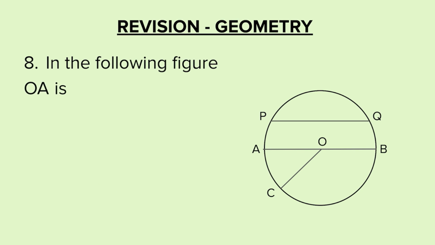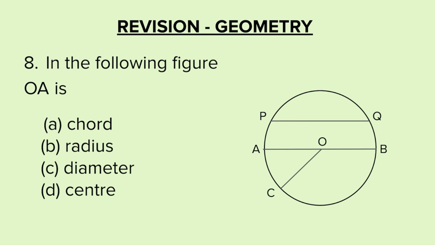In the following figure, OA, the options are chord, radius, diameter and center. OA is a part of the diameter. We have identified this earlier. What is this part called? This part is the radius, because one point is the center and the other point is on the circumference. So OA is also the radius. Here I had told you in the previous question, I can see 3 radius in this circle. One is OC, the other one is OA and the third one is OB.